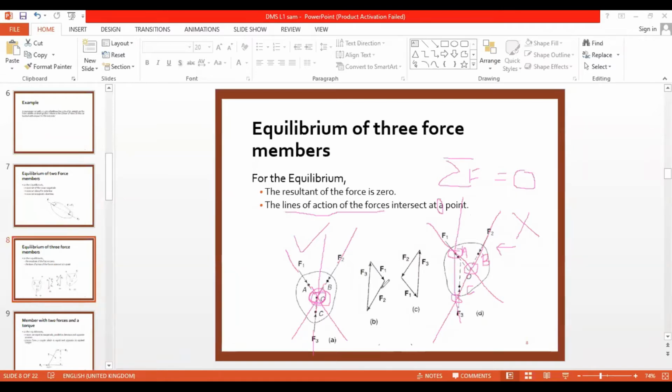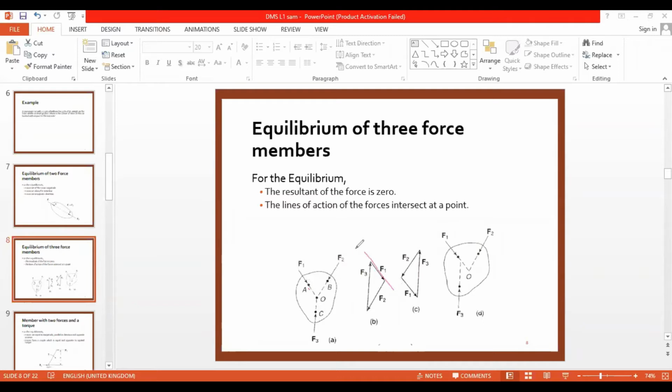We can draw these three forces as a triangle. This is what we call the force triangle. It is similar to what you have done in the velocity triangle and acceleration triangle. We are moving the force parallelly. So this is the F1 force, and we are moving it parallelly. So this is our F1.